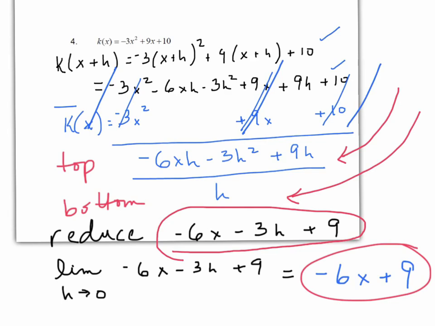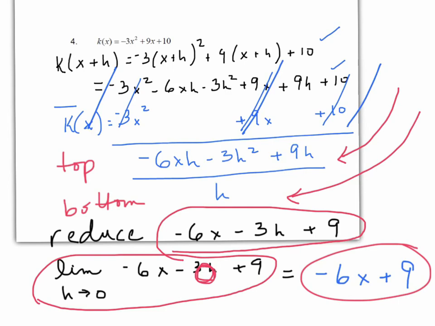But I know that I'm not finished with the definition of derivative, because what I need to do finally is take the limit as h approaches 0. And remember, when I'm taking the limit as h approaches 0, that simply means anything that has an h in it I can evaluate with 0. Leaves me with negative 6x plus 9. Negative 6x plus 9 is the derivative of k of x.